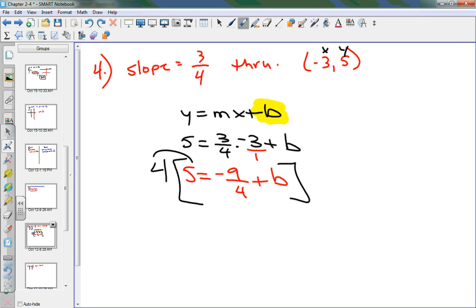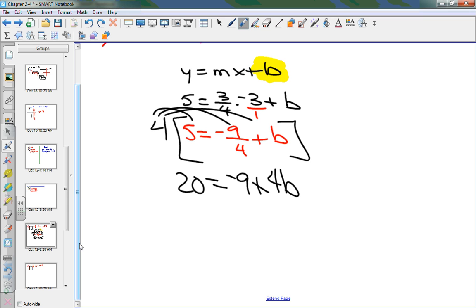What is 4 times 5, Alan? 20. Is equal to, what's 4 times negative 9/4? What happens to the 4s? They cancel, and what am I left with? Negative 9. What's 4 times b, Alan? 4b. Do I have any ugly fraction now? No. So what am I solving for? I'm solving for b, so what do I do? I'm going to add 9. That gives me 29 is equal to 4b.